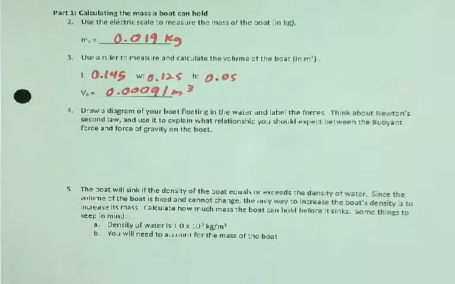So I need to know the mass and the volume, and I could use that to figure out the density of my boat, just to prove that it would float. But I'm definitely going to get a number that's smaller than 1,000. So let's do that real quick.